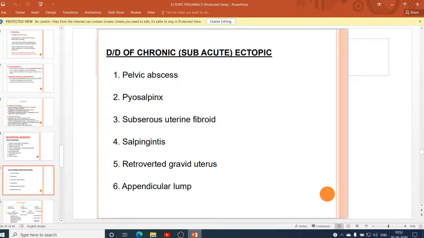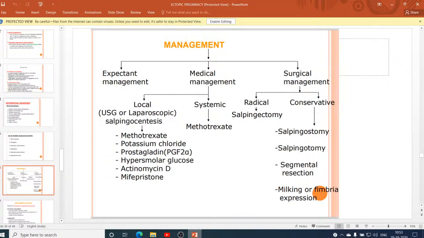Diagnosis of chronic ectopic: pelvic abscesses, pyosalpinx, that is pus in the tube, that is salpinx. Subserous uterine fibroid, salpingitis. Okay, then retroverted gravid uterus and appendicular lump.